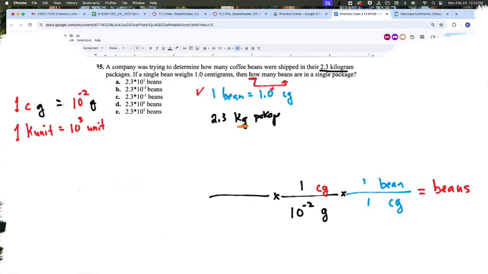What happens? My centigram unit cancels. Great. But what did I bring in? I brought in a gram unit. Did I want to bring in a gram unit? Nope. So what am I going to have to do? I'm going to have to cancel it. Do I know the grams? Nope. What do I know? I know the kilograms. Do I know that conversion factor?